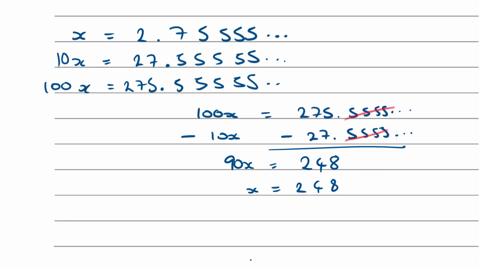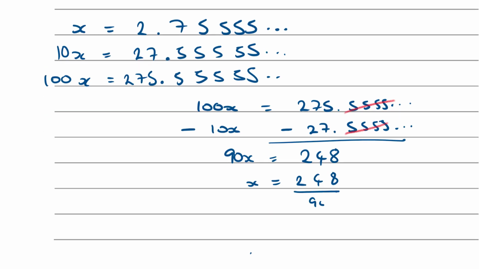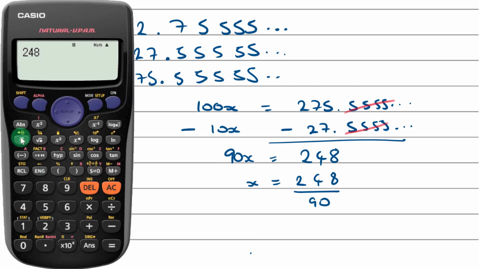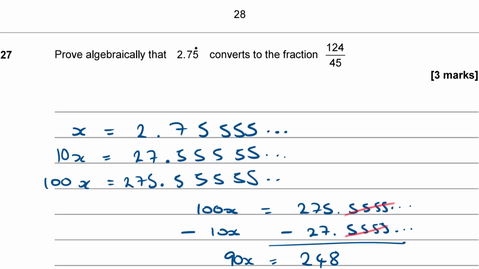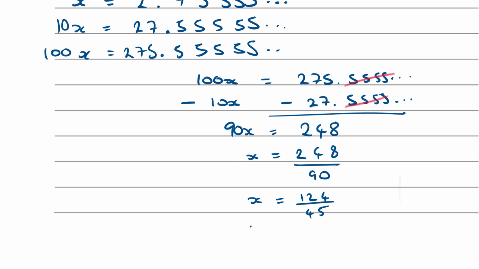248 divided by 90, which is a fraction. Can that fraction cancel down? I'm just going to type it in using the fraction key on my calculator and see if my calculator will find any. Oh yeah, there we go. Simplifies to 124 over 45, spookily. 124 over 45. Okay, so it works then, doesn't it? We've shown that it converts to 124 over 45.